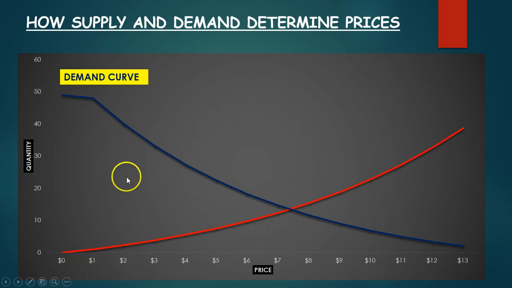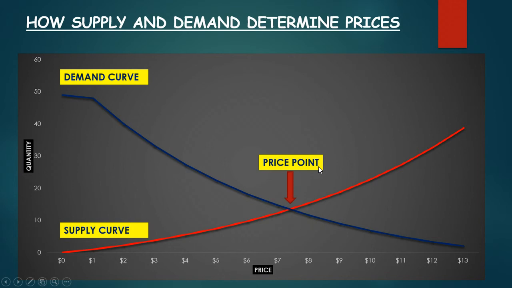So there's your demand curve. Starts out at 50, goes down all the way to $13, and here's the supply curve going from basically zero up to $13. Now, the point at which you see this intersection is the equilibrium point or the price point. That's basically where supply equals demand. The people who want to sell it at a particular price will provide a certain amount at a particular price, which just so happens to be the amount that people are demanding and the price they're willing to pay. That's why it's called equilibrium, because everybody's happy.